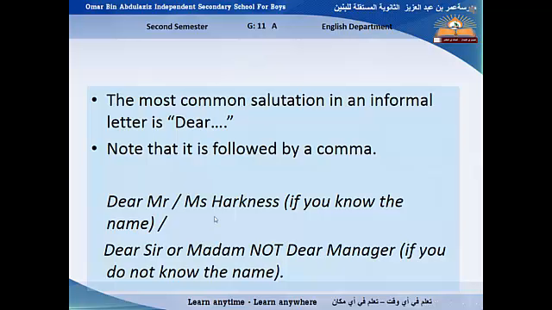The most common salutation in a letter is dear. Note that it is followed by a comma. Here, as you see, dear may be written for formal and informal. Dear Mr. and Miss Harkins, if you know the name. Dear Sir or Madam, not dear Manager, if you don't know the name. So write dear, and Mr. Ahmed, Mr. Ali if you know the name. Dear Sir if you don't know, and the comma after that.